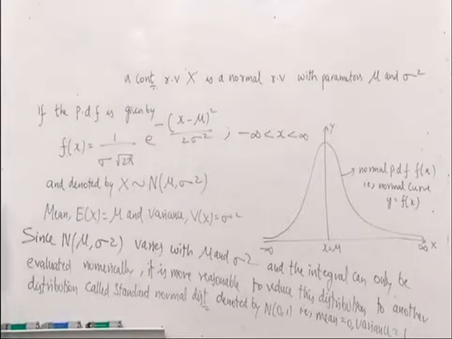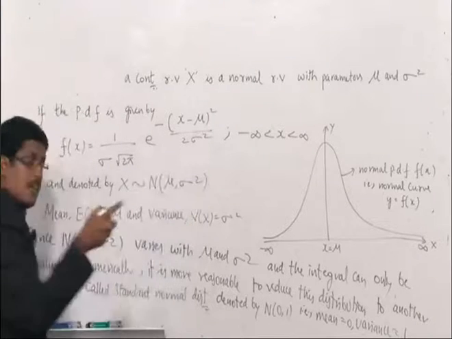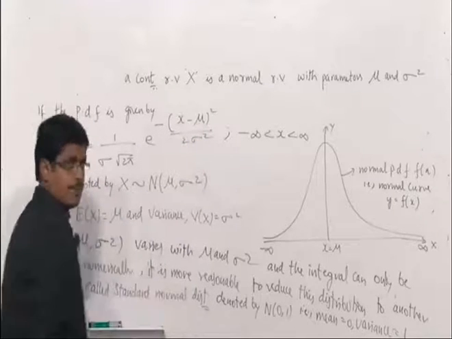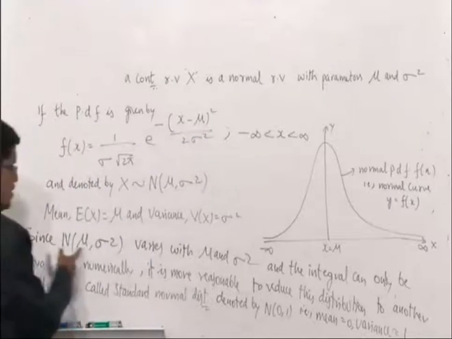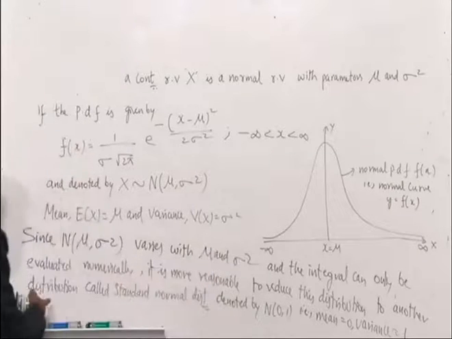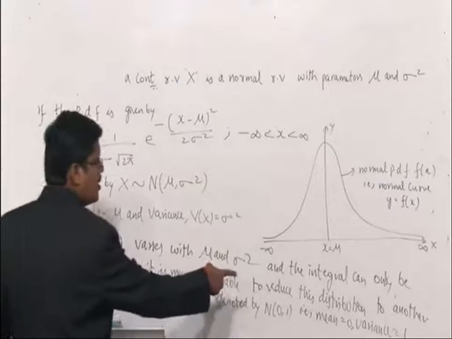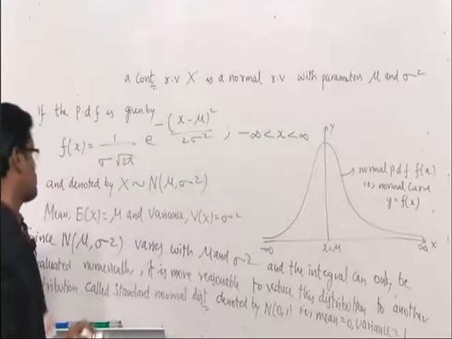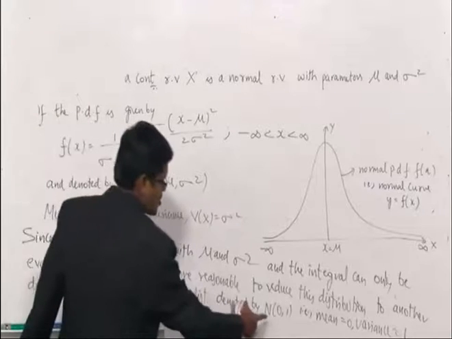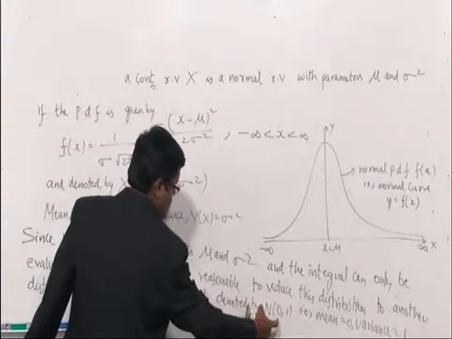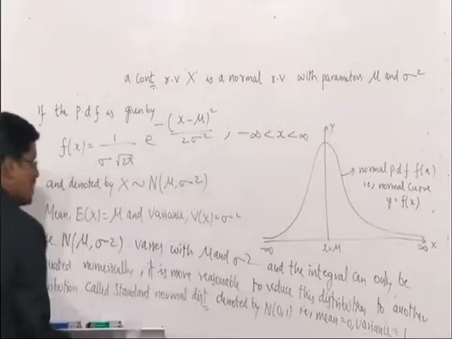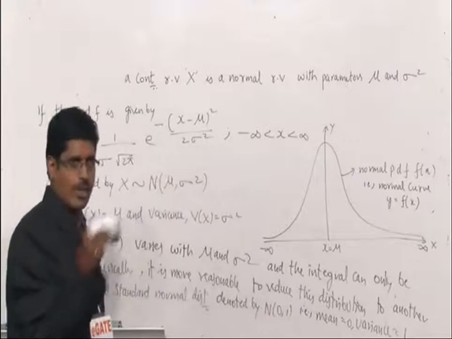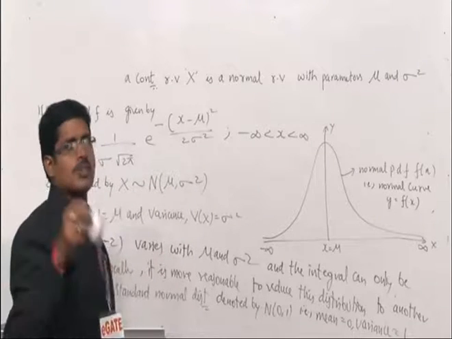It is difficult to evaluate analytically whenever we require the probability of 1 less than x less than 10, where x is a normal random variable with some mean and some variance. To overcome this, it is more reasonable to reduce this distribution to the standard normal distribution with mean 0 and variance 1, whose values are numerically evaluated and available in the textbook. Once we reduce any normal distribution problem to the standard normal distribution, that standard normal variable is denoted by Z, while the normal variable is denoted by capital X, to avoid confusion between the original normal distribution and the standard normal distribution.